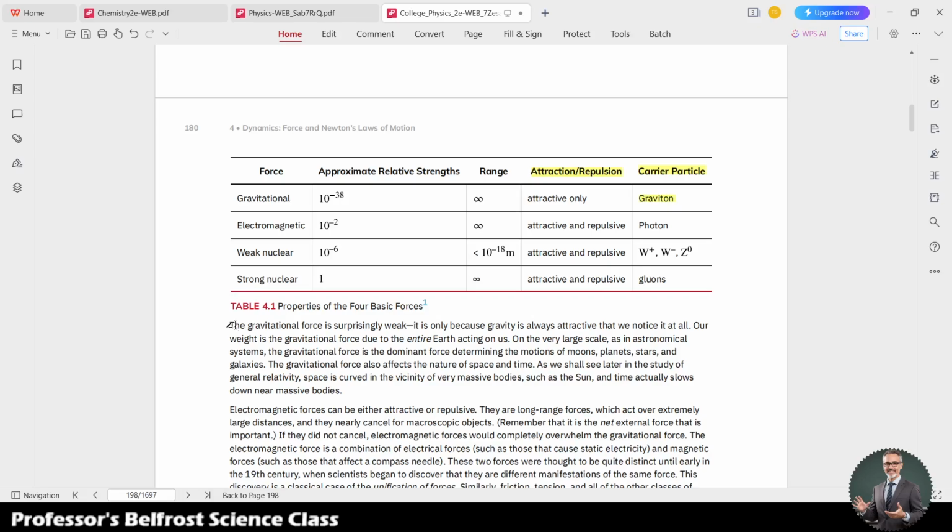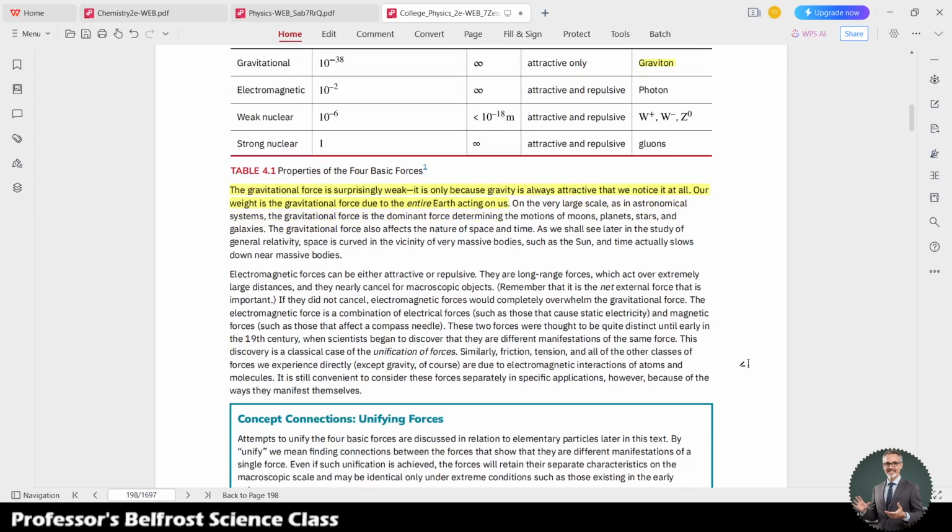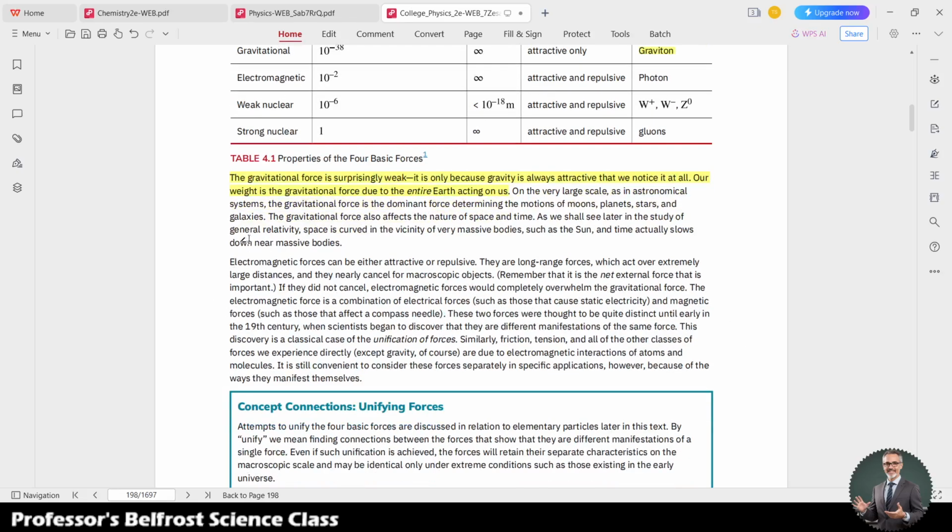Okay, so the gravitational force is surprisingly weak. It is only because gravity is always attractive that we notice it at all. But some scientists nowadays argue that maybe there is a gravitational force that is repulsive too. Physics is still developing to this day. Electromagnetic forces can be either attractive or repulsive. If they did not cancel, the electromagnetic force would completely overwhelm the gravitational force.